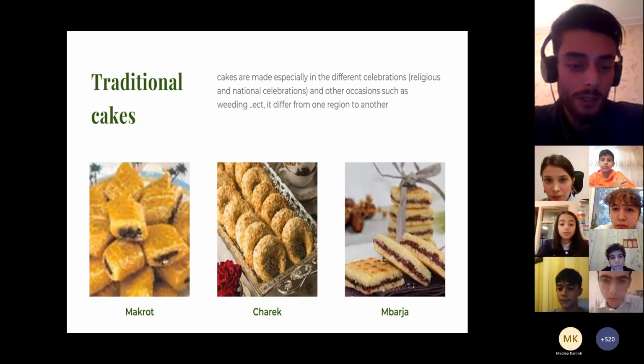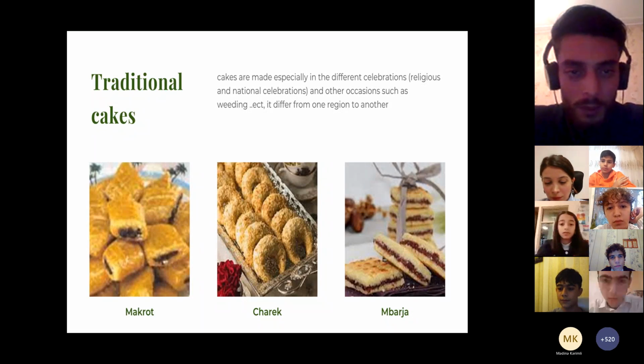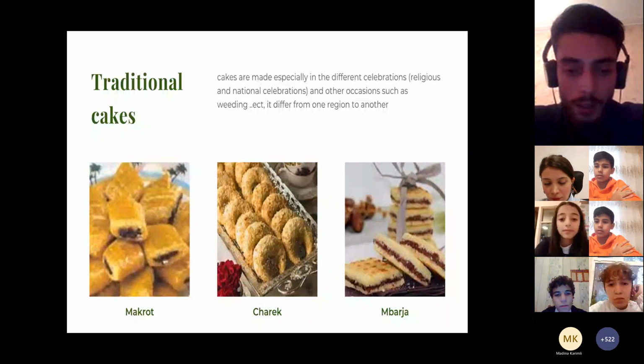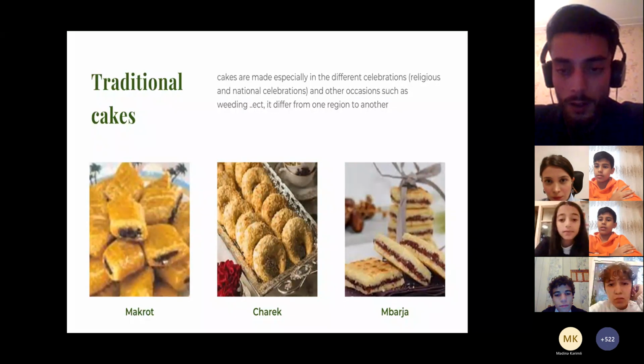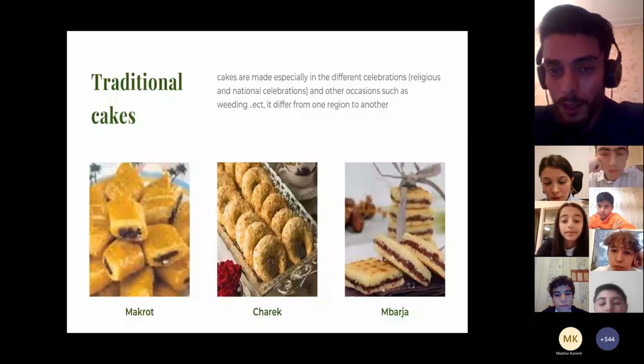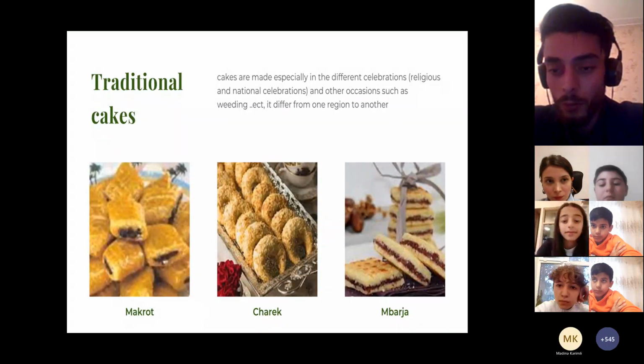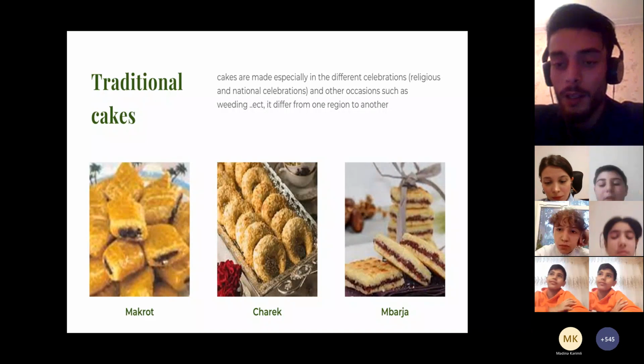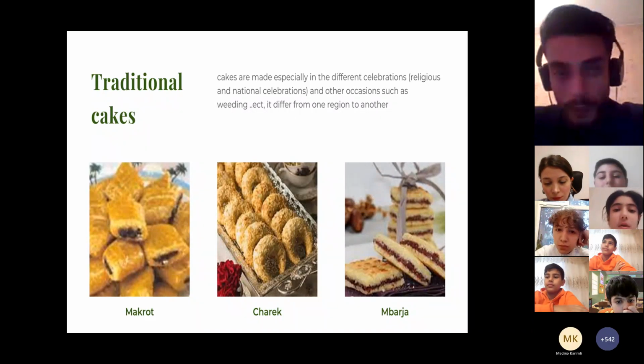As you are seeing here, the most famous sweets: we have the makrut here on the left. In the middle, we have charek. And we have this one, mbarja. We make it, as you know, here in Azerbaijan you have Nowruz Eid, I think. In Algeria, when spring comes, we have this mbarja as a special sweet for the beginning of spring.